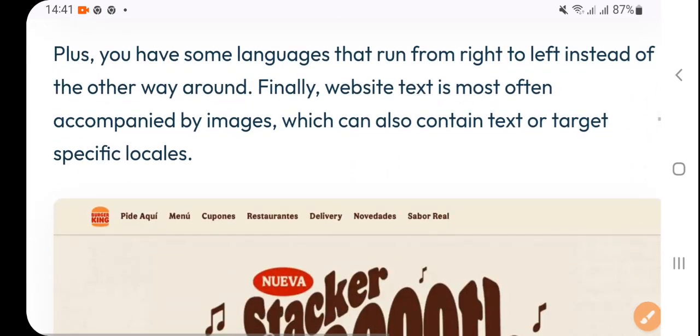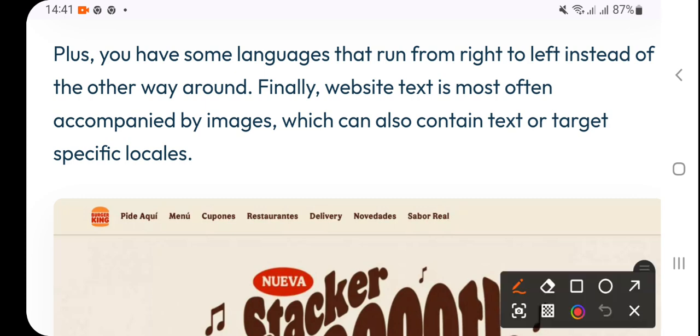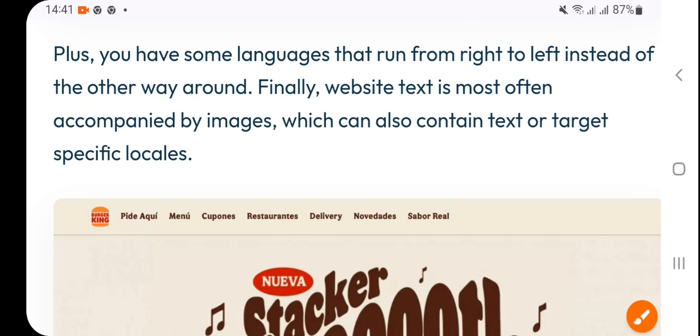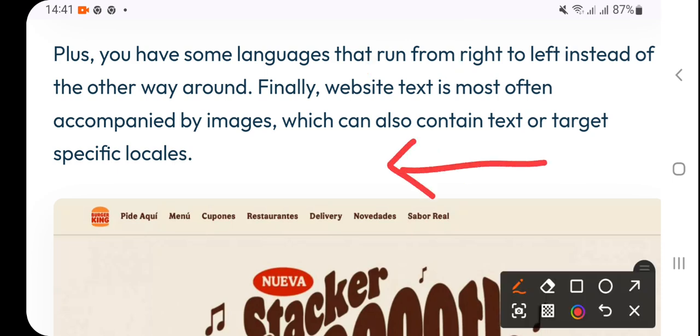Now, plus you have some languages that run from right to left instead of the other way around. So you have some languages that run from right to left, right? Okay, so that is right to left.